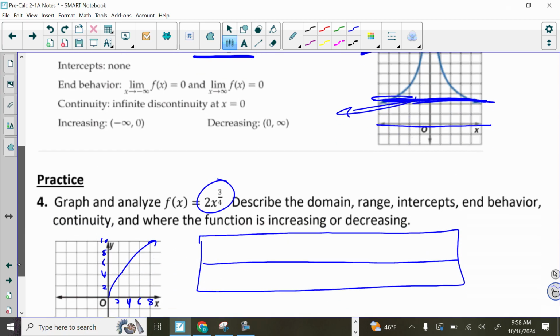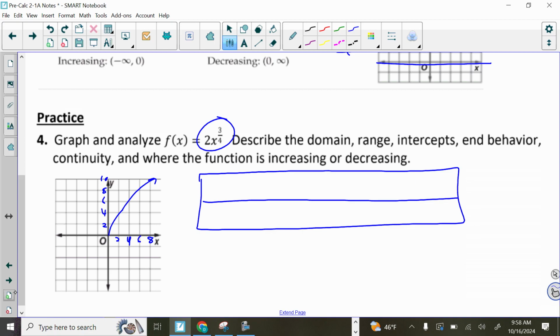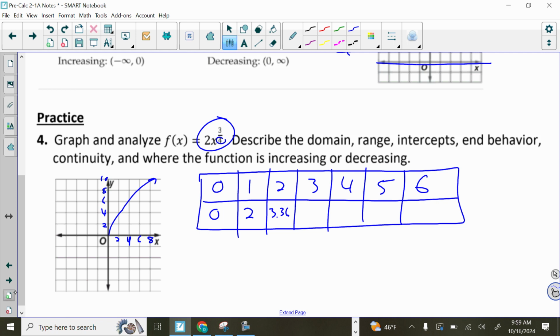Okay, so same thing here. We have an even value for our n value. So that means when I plug in values, I'm really only going to use positive numbers and 0. I can't use any negative numbers. And if you wanted to, 0 would be 0, 1 would be 2. I think this is 3.36, 4.55. We've got 5.66 here, and it kind of goes on and on.